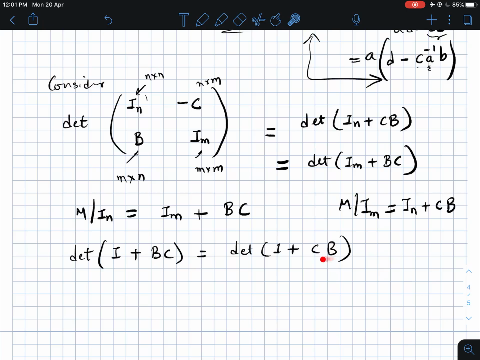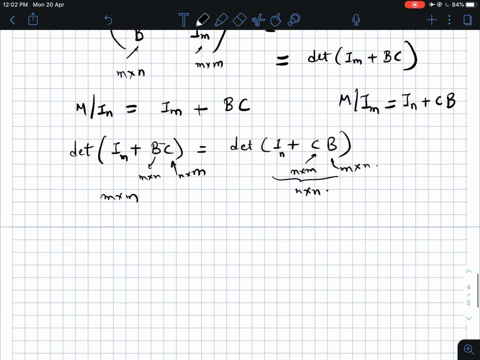Of course, B and C must be such that BC and CB are readily computable. Meaning that, if B is m cross n as here, C must be n cross m, so that this product makes sense, and similarly, this product also must make sense. So the important thing to see here is that this matrix is of a different size, right? This matrix here is of size m cross m. Indeed, this is the m cross m identity. This matrix here is of size n cross n. But you are saying that these two matrices of vastly different sizes must have the same determinant.